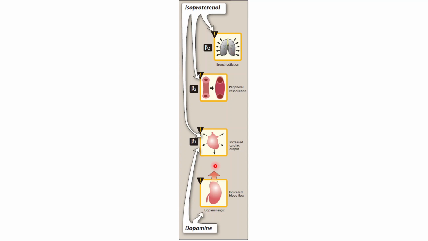So the summary of action is here: isoproterenol is used for bronchodilation and peripheral vasodilation. Then it increases cardiac output because of beta-1, and then increases the blood flow in the kidney. That is dopamine. So these are the actions of isoproterenol and dopamine.